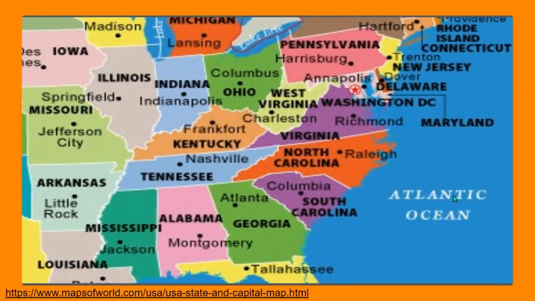Okay, so I zoomed into that map, and here is Richmond and Virginia and Washington, D.C. So Richmond is the capital of Virginia. It is a place in Virginia where we live. And we know that Washington, D.C. is right next to Virginia.